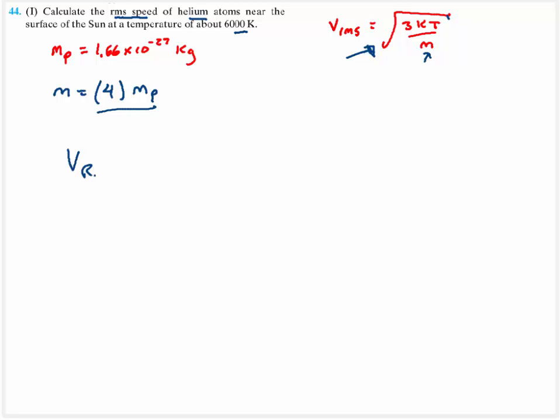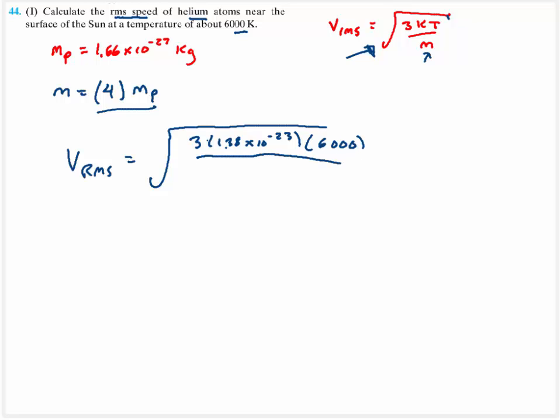So really just plug all this in. RMS speed is going to be equal to 3 times Boltzmann's constant, which is 1.38 times 10 to the negative 23rd. Got my temperature, it's already in Kelvin, so I'm good there. So 6,000 degrees Kelvin. Divide all that by 4 times 1.66 times 10 to the negative 27th. And type all that in, and we're going to come up with 6116 meters per second, so about 6,000 meters per second.